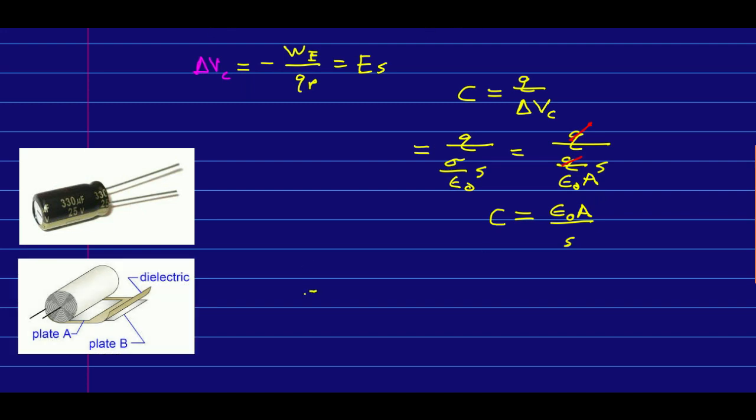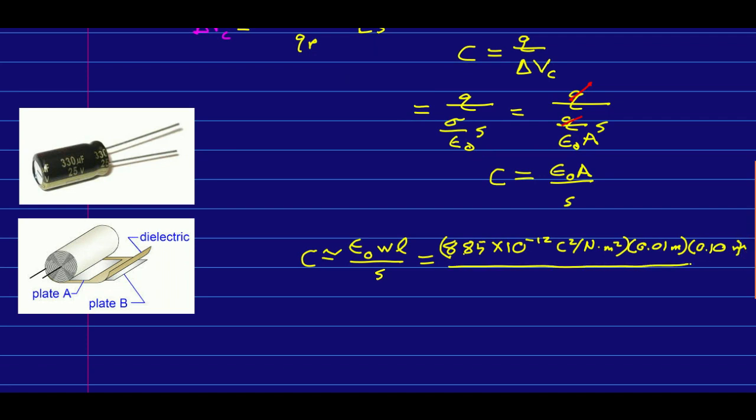So let's estimate that. We know that this is epsilon naught times some width of the plate times some length of the plate over the plate separation. And what I've said is that width is around about 1 centimeter, and that length is around about 10 centimeters, pretty typically. And the plate separation is similar to the thickness of a fairly thin piece of paper, let's say 1/10 of a millimeter. That's actually pretty thick.